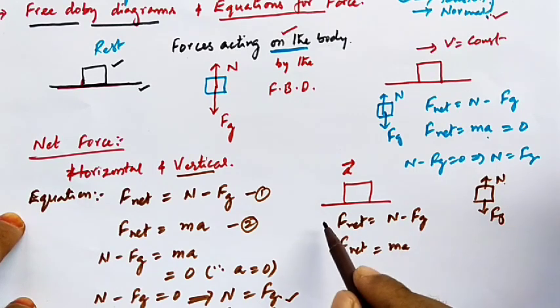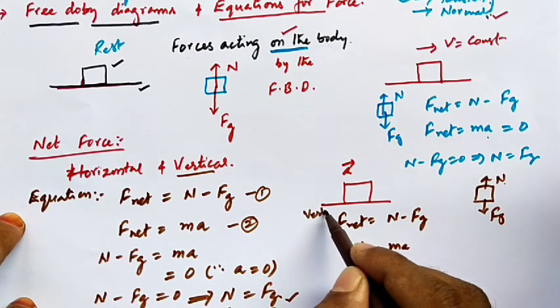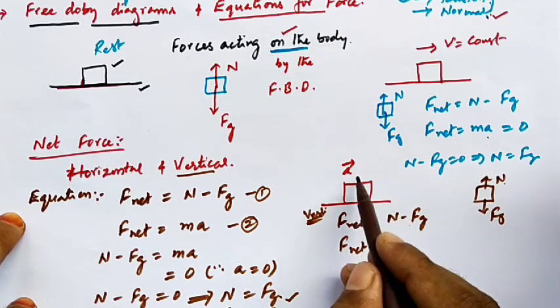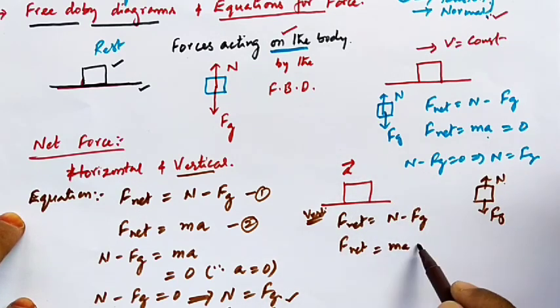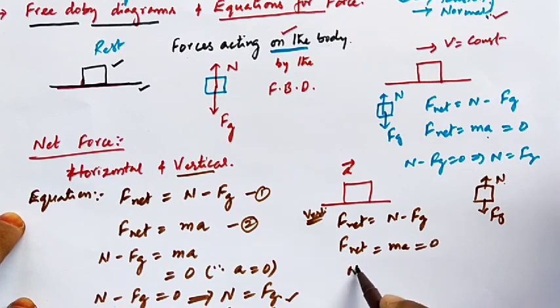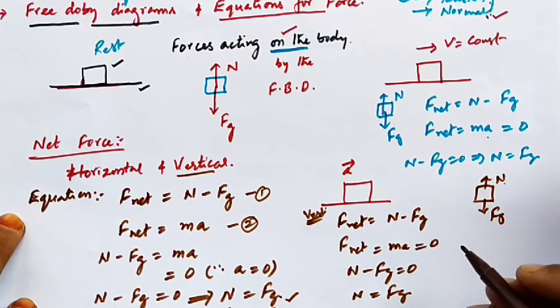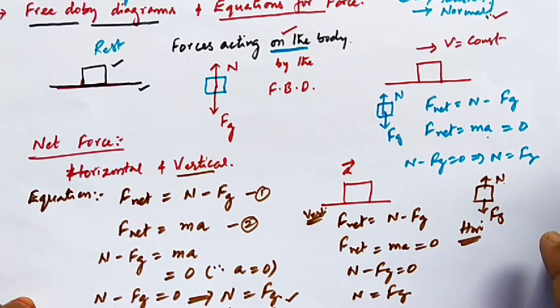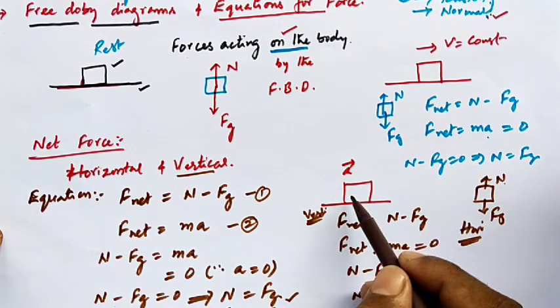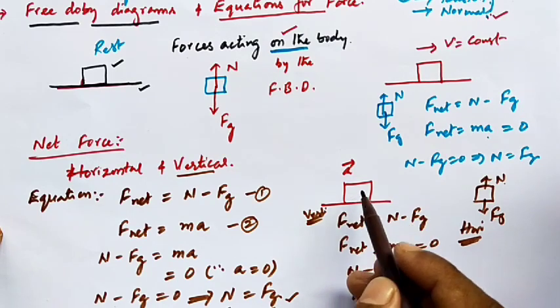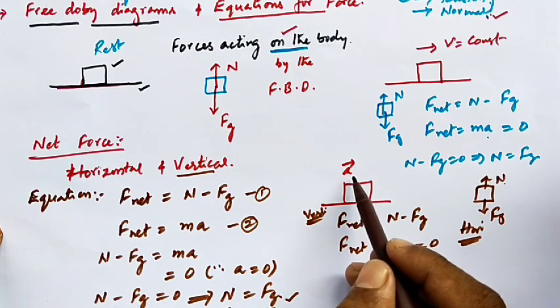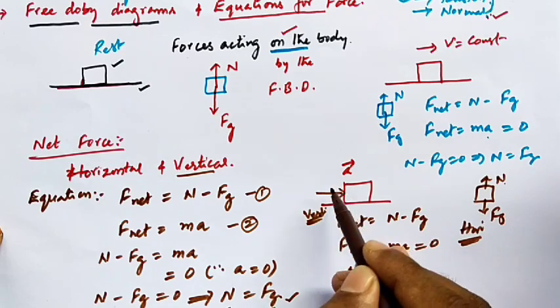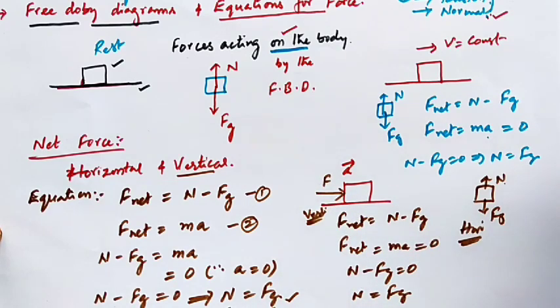M into A. Now we are writing forces in the vertical direction. But the acceleration is along the horizontal direction, so this will be equal to 0. In the vertical direction, N minus Fg is equal to 0, then N is equal to Fg. Now what about the horizontal direction? Do you see any force on this body? No. But without force, the body cannot accelerate. That's why there is the applied force.